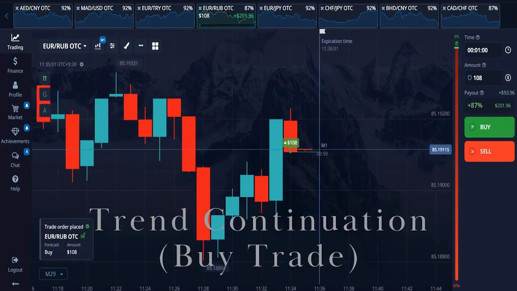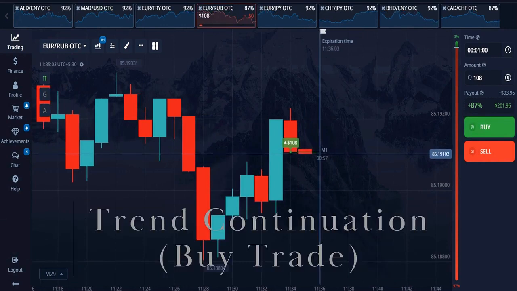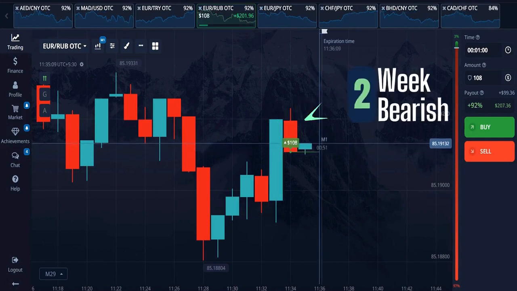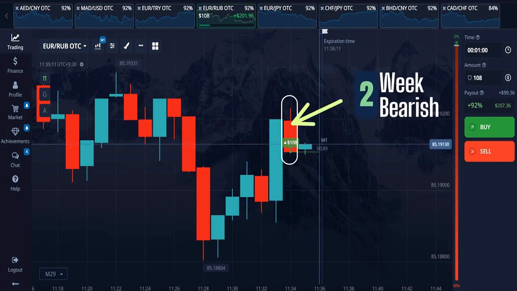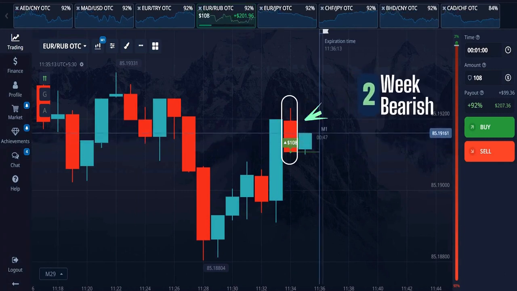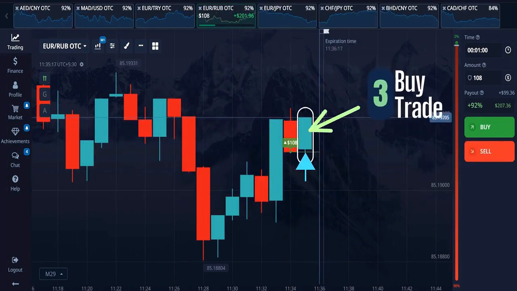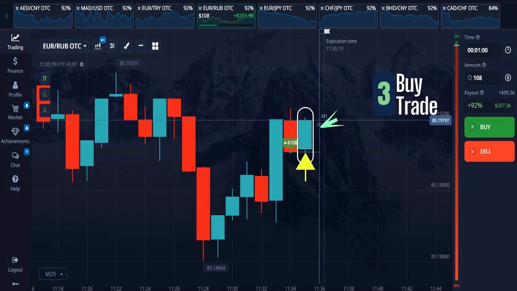Friends, this is a perfect trend continuation buy trade. Here's why. The first candle is a strong bullish candle, confirming upward momentum. The second candle is a weak bearish candle, and its size is less than half of the first bullish candle. This setup perfectly matches our strategy, making it a wise decision to take a trend continuation buy trade here.